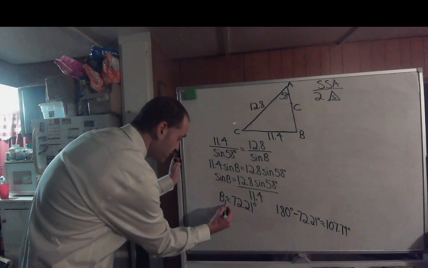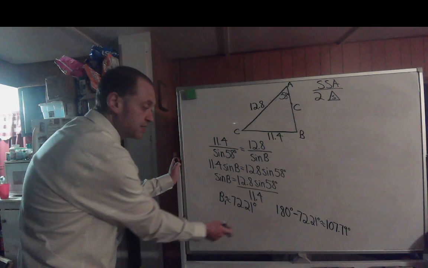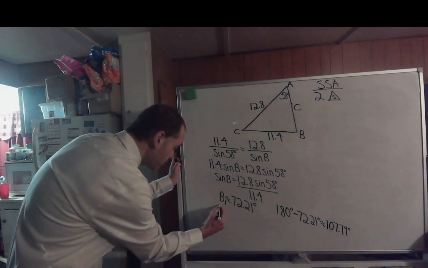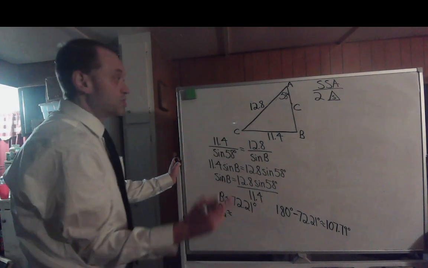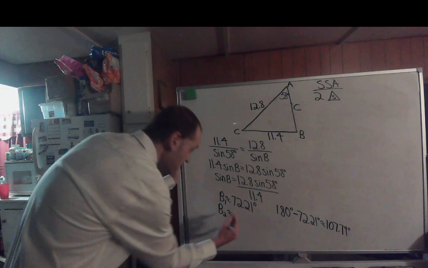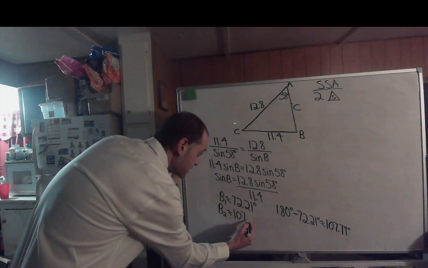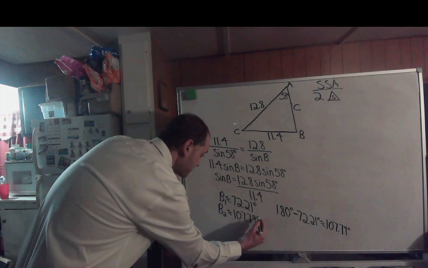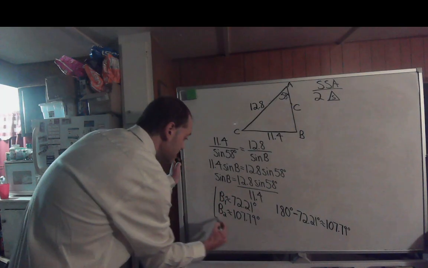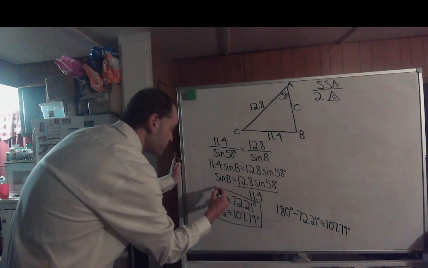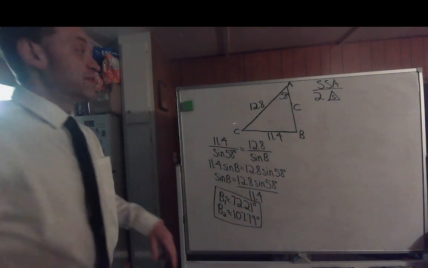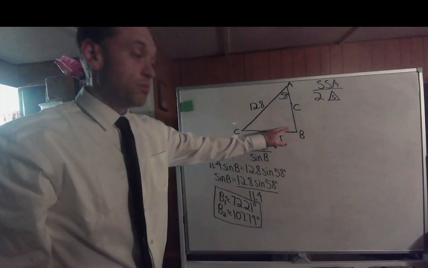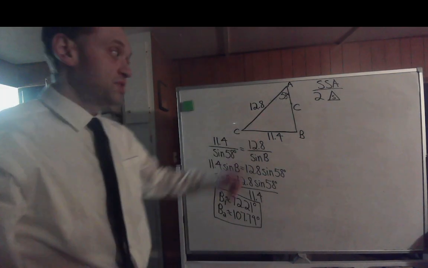So we'll call the first angle B sub 1, 72.21 degrees. We'll call angle B sub 2 approximately equal to 107.79 degrees. So there's your two possible values of angle B. Now, that means since we have two possible values of angle B, we're going to have two possible values of angle C also.